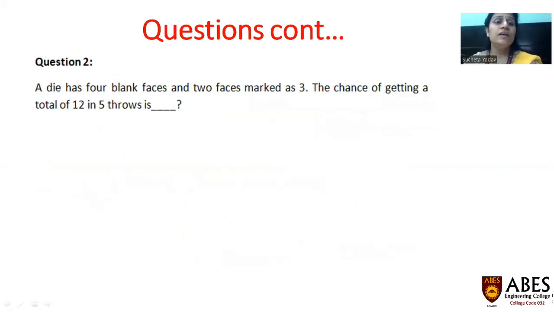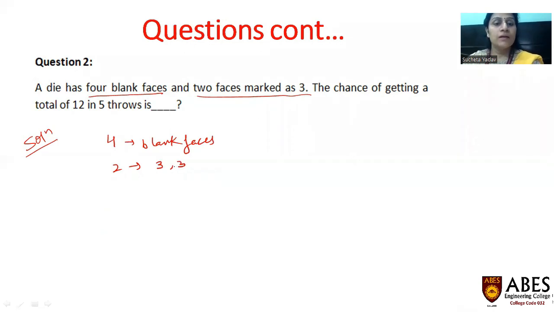Our next question says that a die has 4 blank faces and 2 faces marked as 3. Now, what is given? We can write the data. 4 blank faces and 2 faces are marked to be 3. The die has 6 faces. It's telling us that 4 faces are blank and 2 faces are marked.